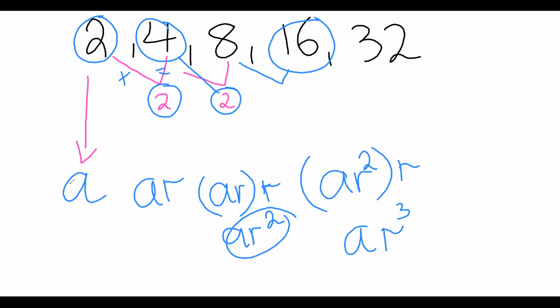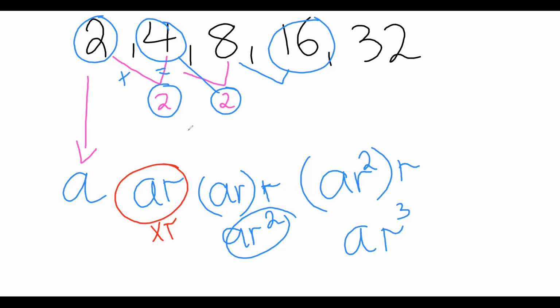Teacher, I don't understand. Can you repeat again? Which one? The part that AR is in the power of 3 and 2. Now, where do you bring the number 8 from? From 4 multiplied by 2. So you multiply the previous one by R, which is 2. Is it right?